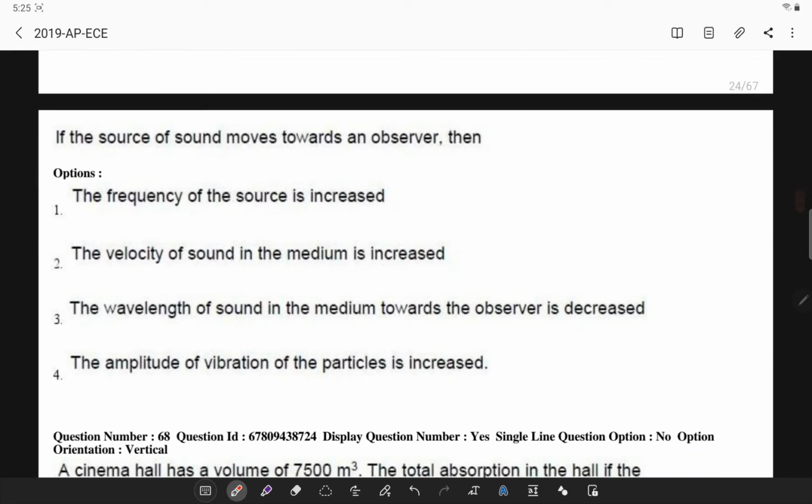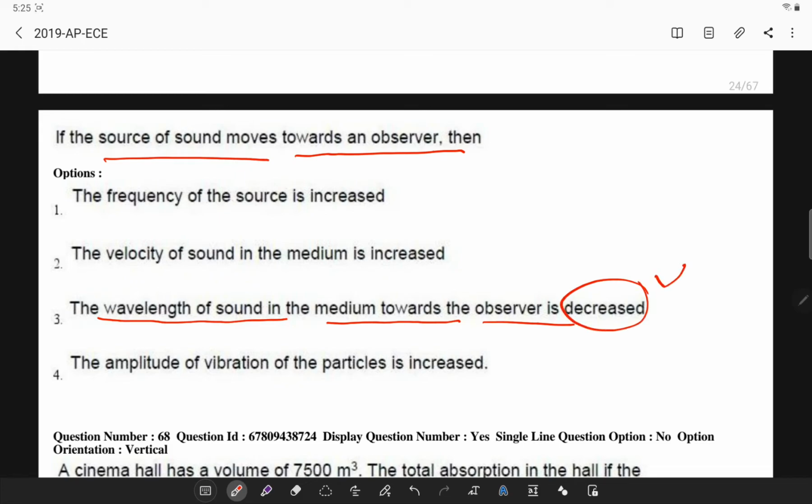So this is also a theory question. So if the source of the sound moves towards an observer, then you have to observe that the wavelength of the sound in the medium towards the observer is decreasing.